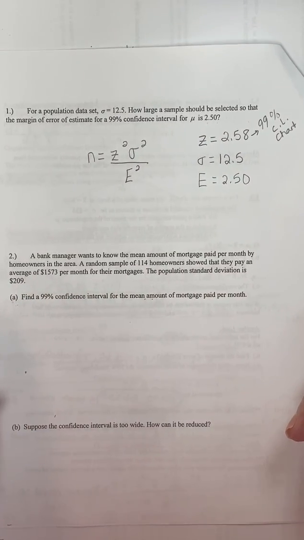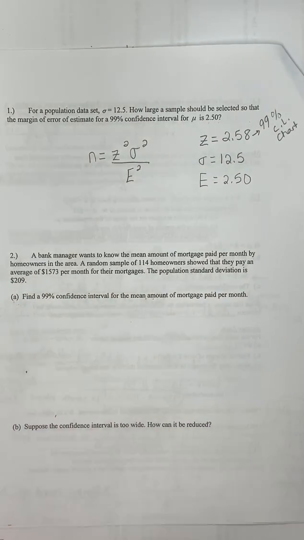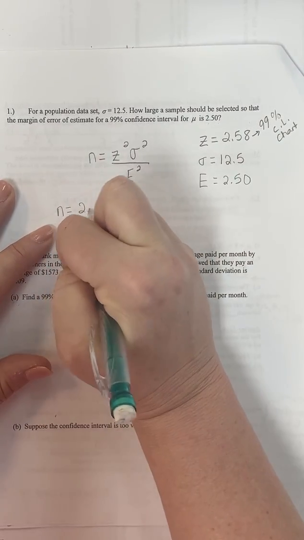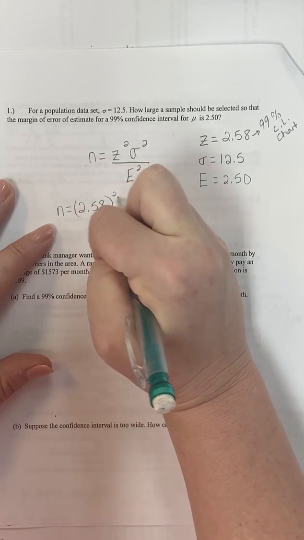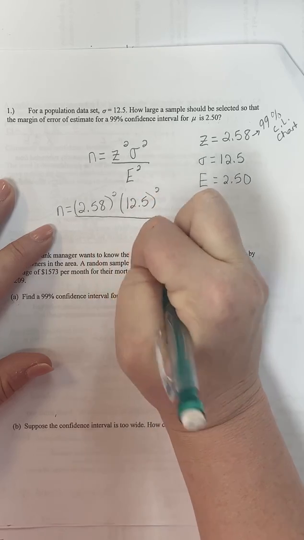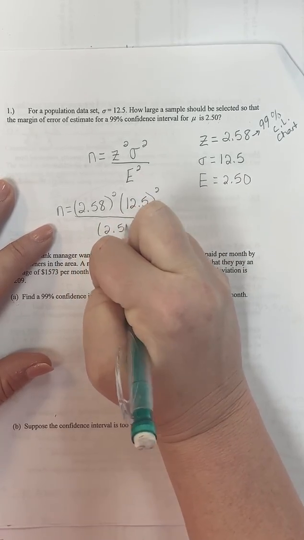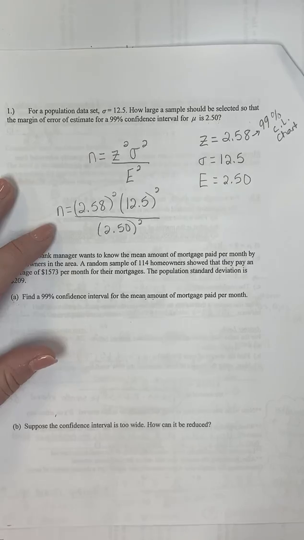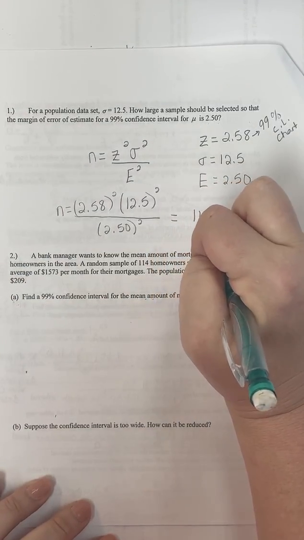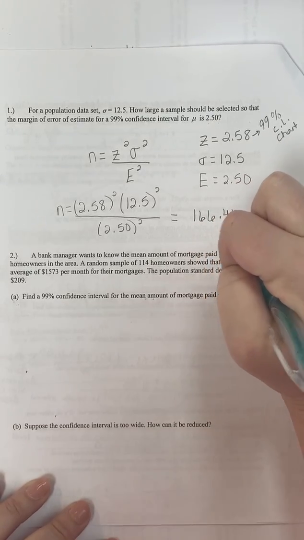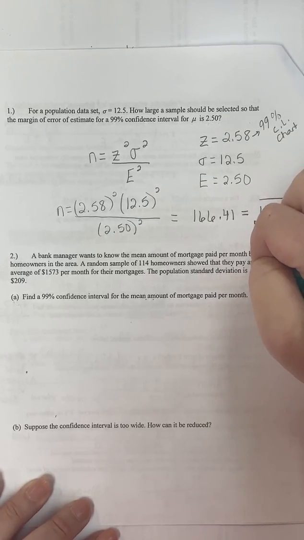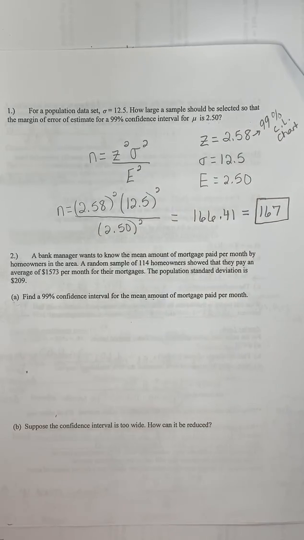Okay, let me scoot it over so you can see it. All right, let's put these values in. Everybody is squared. So 2.58, we're going to square it, times 12.5, we're going to square it, over 2.50, we're going to square it. Okay, this comes out to be 166.41. We need a whole number and we always round up. There's our answer.